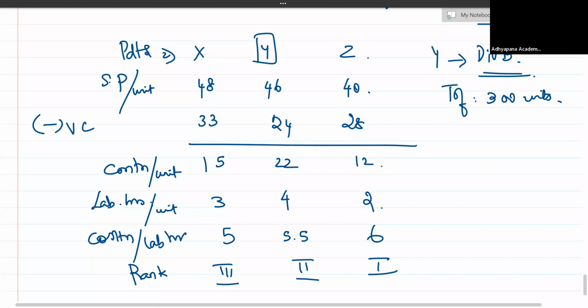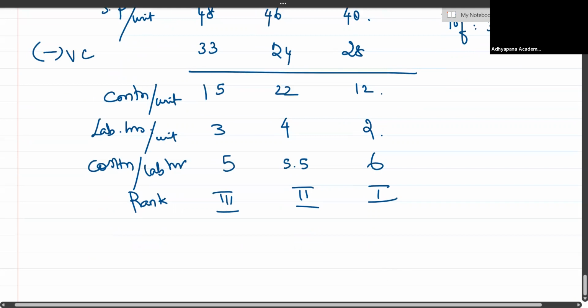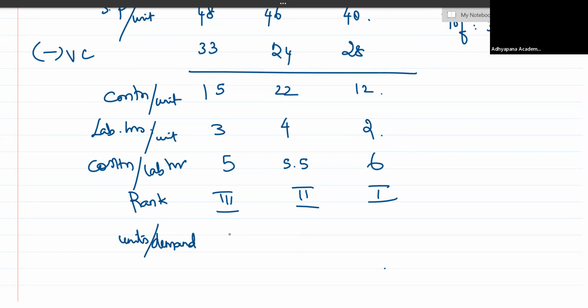Apart from Y being transferred to division B, they also have an individual market. The products also have an individual market. They say the units, which is demand, the demand is 800 units, then 500 units and 300 units.